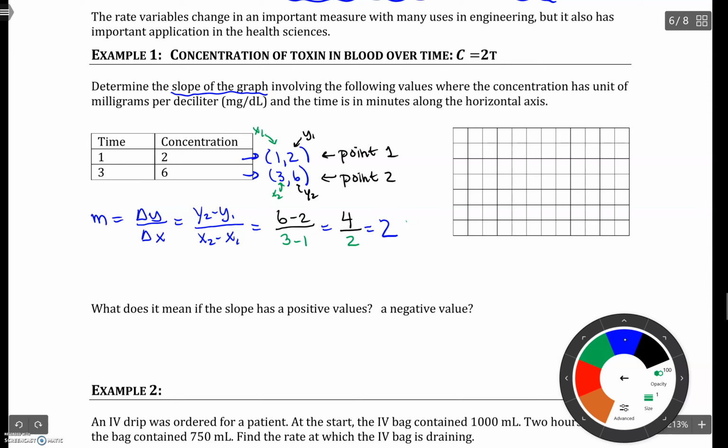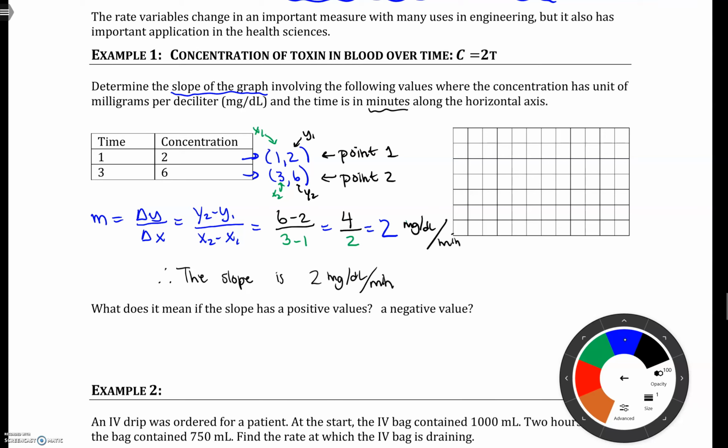The units for this are given by the units that my y is measured in. My y is measured in milligrams per deciliter, and this would be per whatever unit my x value is measured in. My x value is being measured in minutes. So therefore, the slope is 2 milligrams per deciliter per minute. That tells us that the amount of toxin is increasing by 2 milligrams per deciliter per minute.